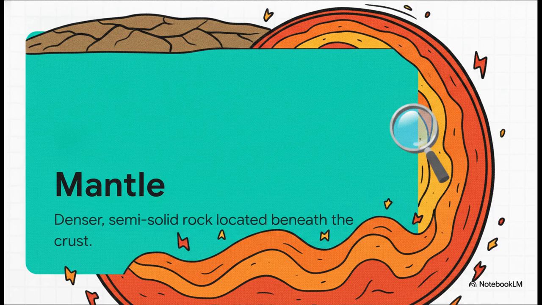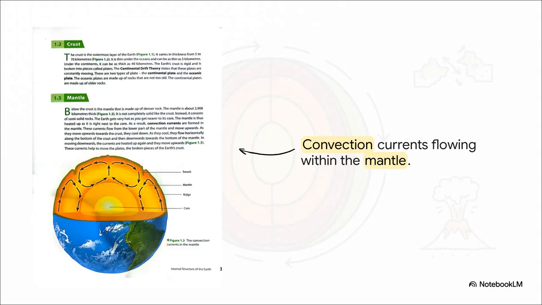And because it sits directly next to the blazing hot core, the mantle gets incredibly heated up, which completely changes how this rock behaves. Because the mantle is semi-solid, the intense heat radiating from the core creates these powerful convection currents.